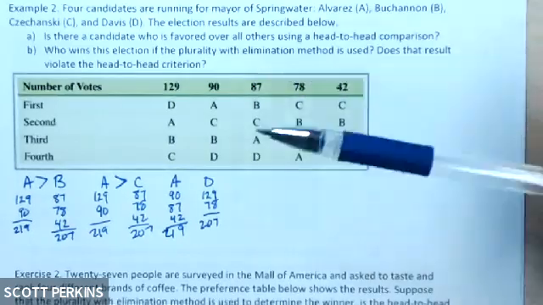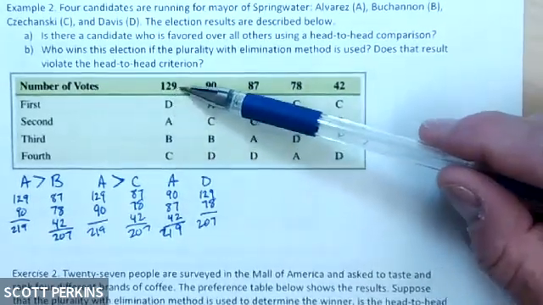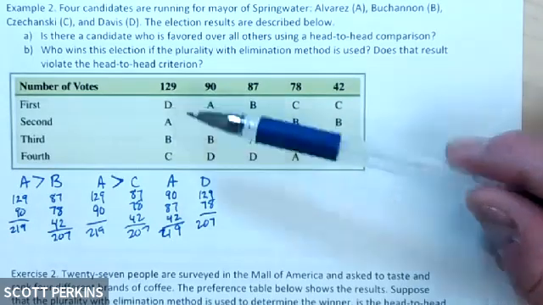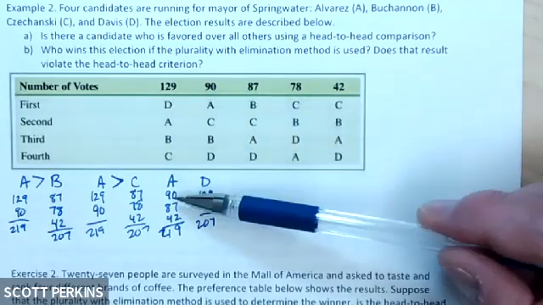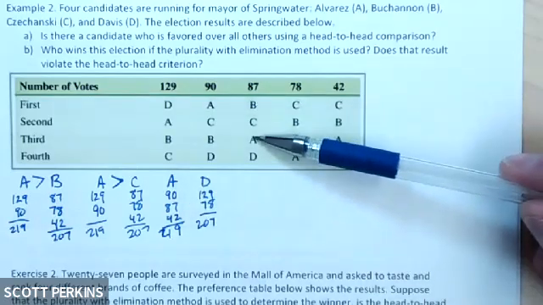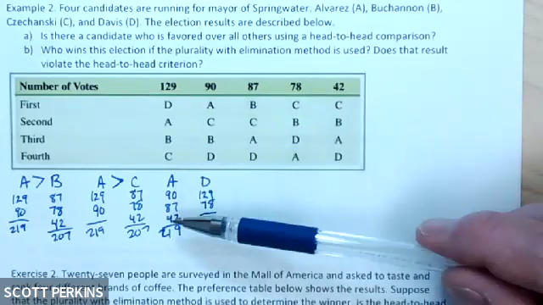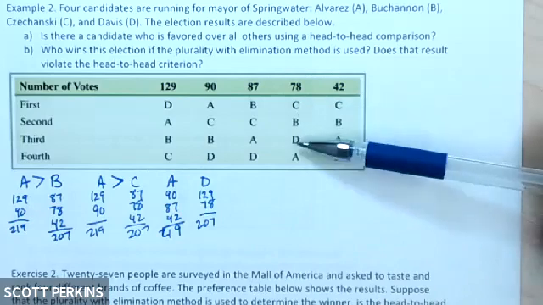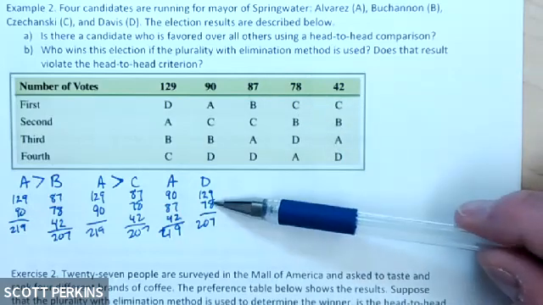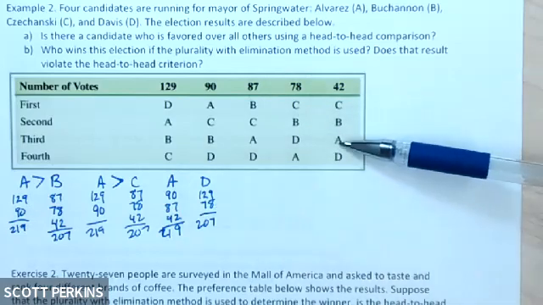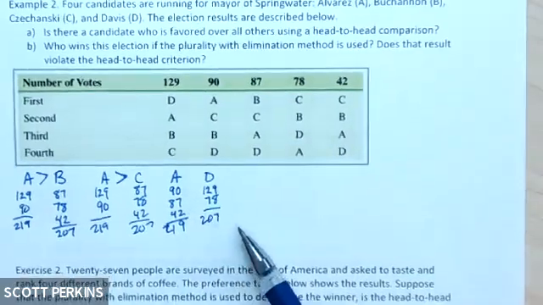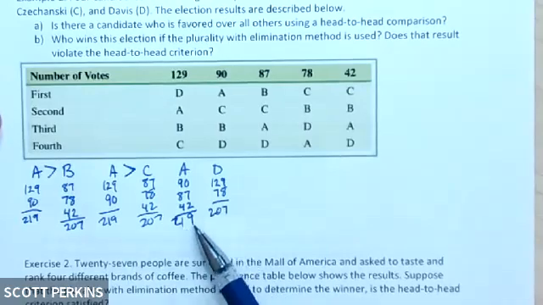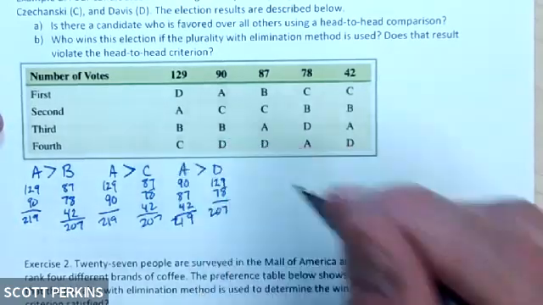Okay, so again, going through the columns. In the first column, these 129 points, we see D finished first, so D got the 129. The next one, A finished first, so A gets the 90. Here, A finished above D, so A gets the 87. Here, D finished above A, so D gets the 78. And last but not least, A finishes above D, gets the 42. So the totals, again, turn out to be the same. I promise that doesn't happen all the time. But anyway, A beats D.